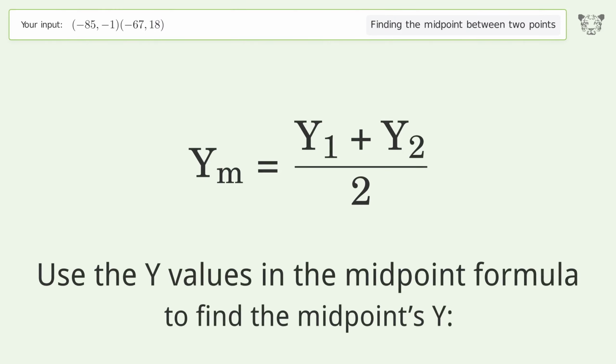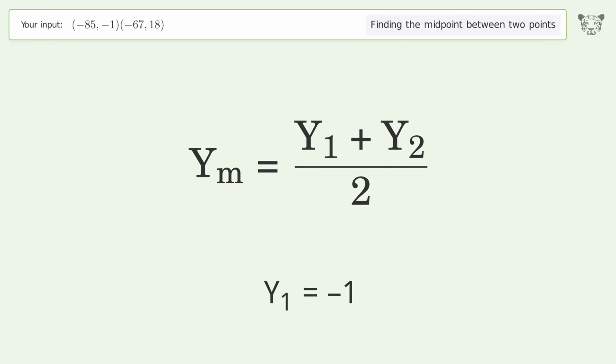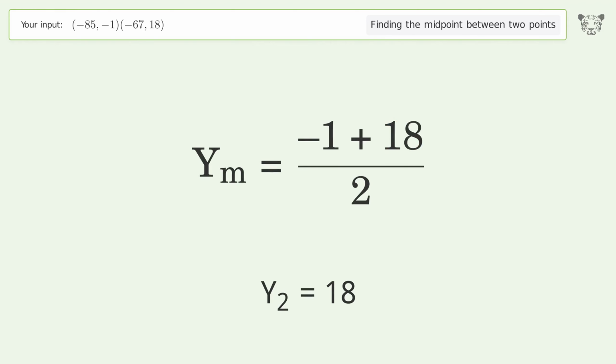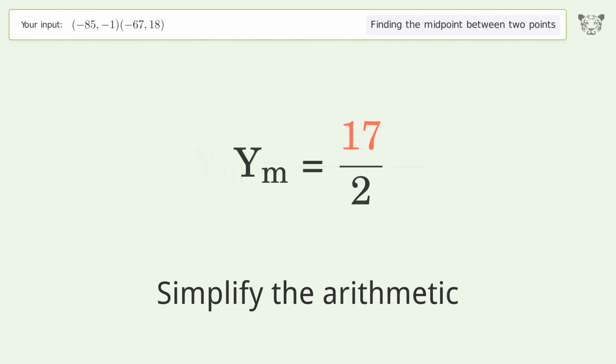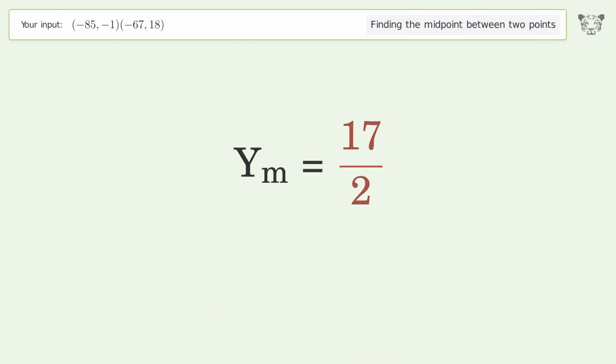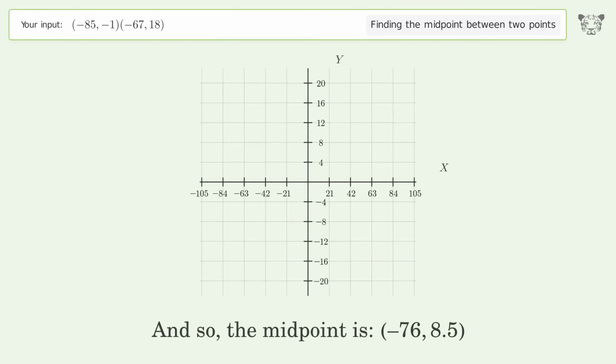Use the y values in the midpoint formula to find the midpoint's y. y1 equals -1. y2 equals 18. Simplify the arithmetic. And so, the midpoint is -76, 8.5.